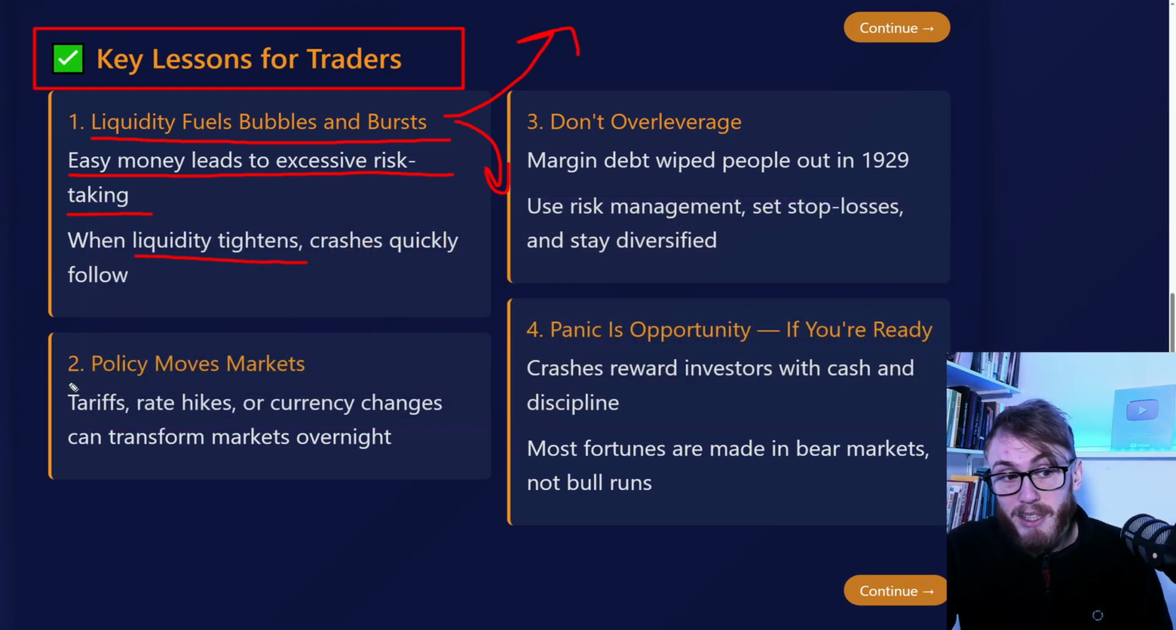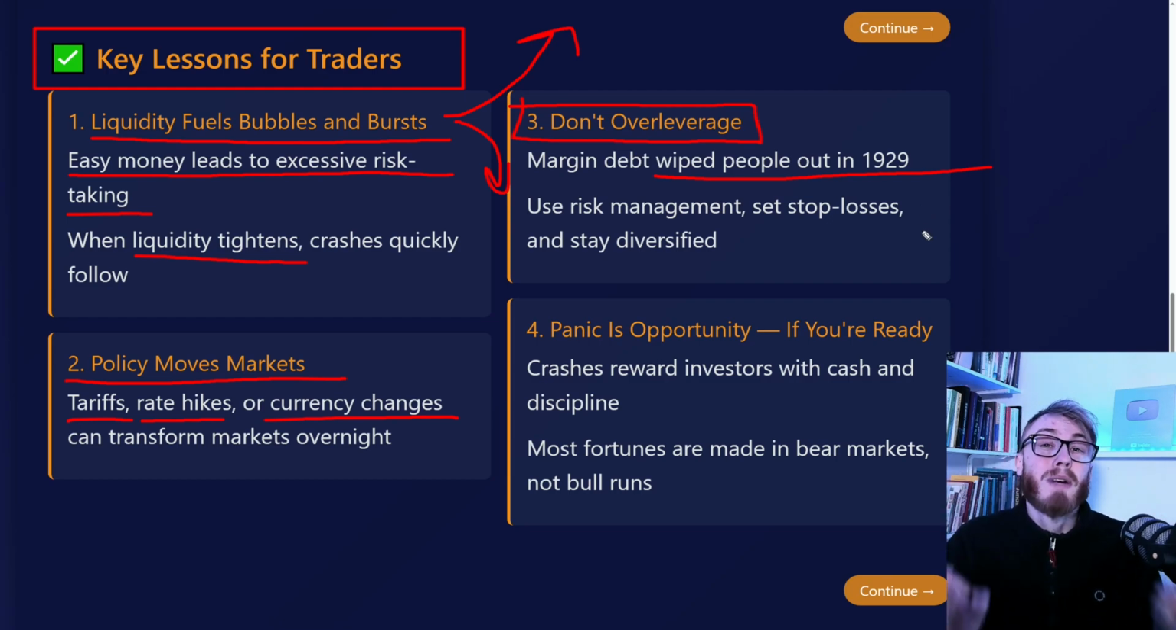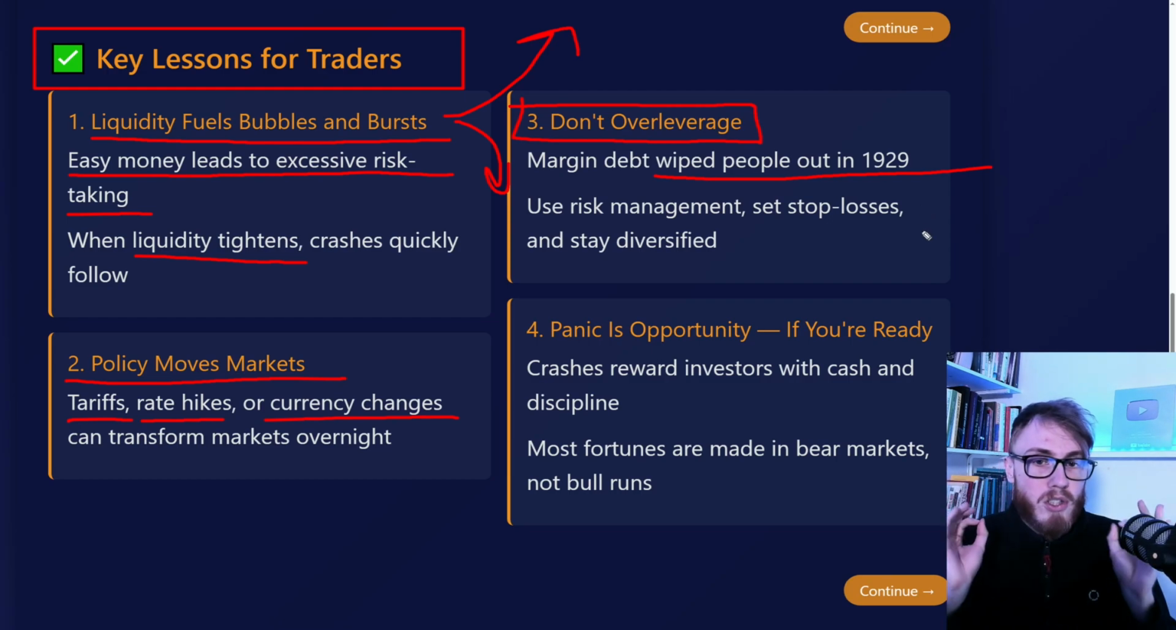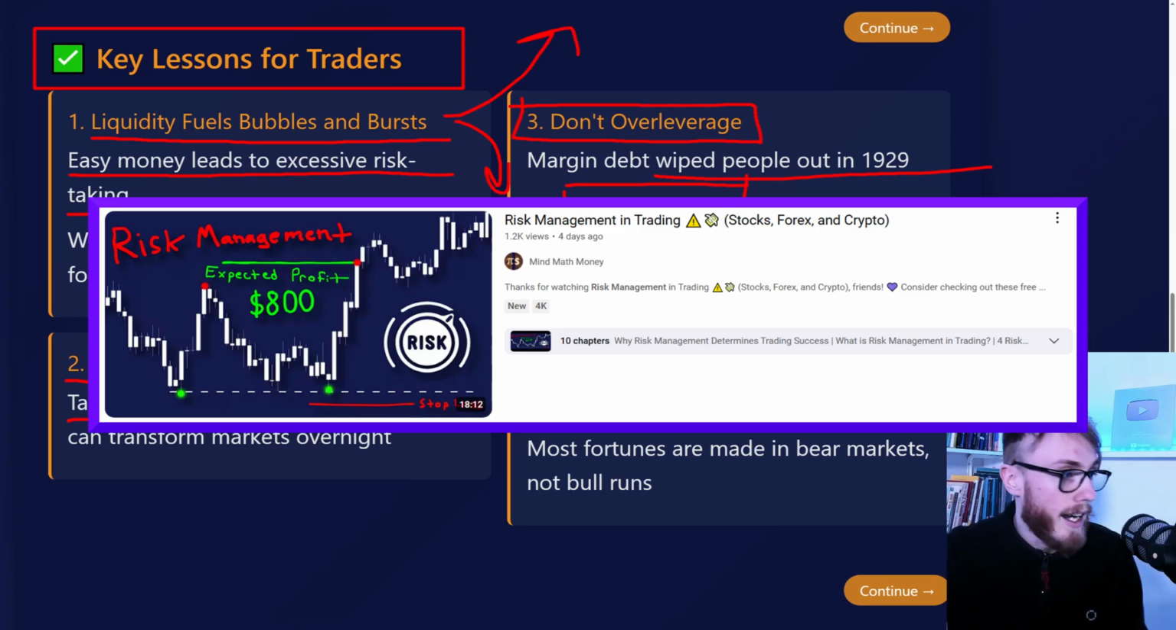Another key takeaway here that we can't ignore is that policy moves markets. Policy moves markets a lot. Tariffs, rate hikes, or even currency changes can transform markets basically overnight. So from this, an important takeaway is: don't over-leverage. Margin debt wiped people out in 1929. So using too much leverage is definitely something you want to avoid. Make sure to watch my video on leverage, and make sure to use risk management. For risk management, I do have a video about that as well, and I highly recommend checking that one out.